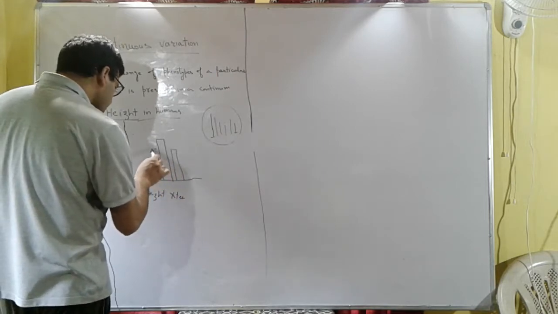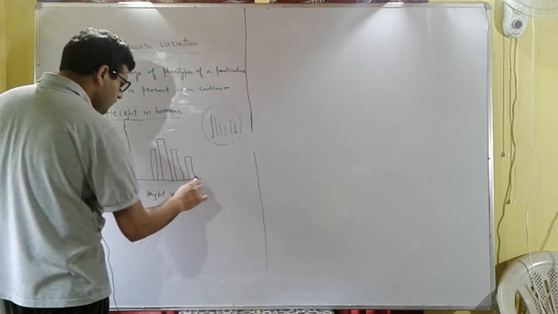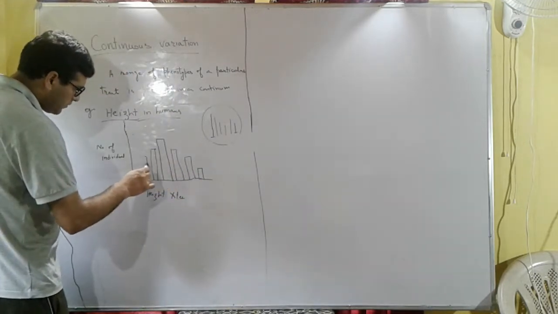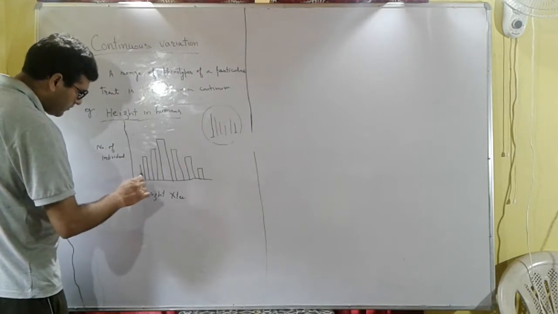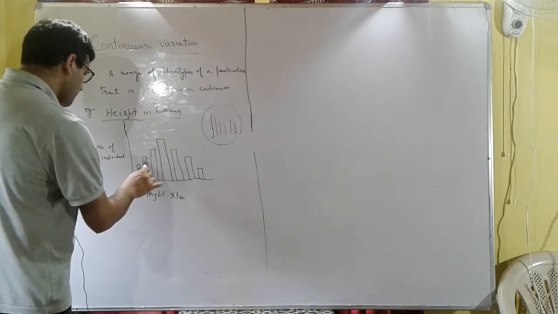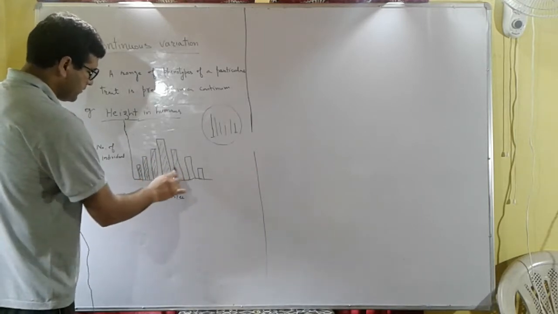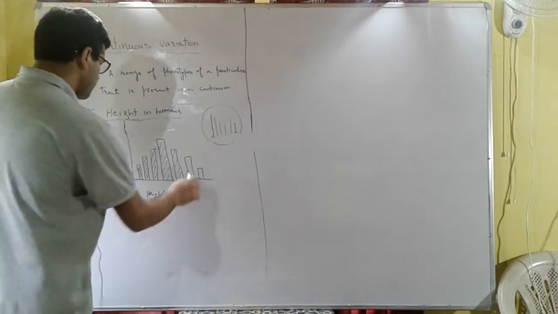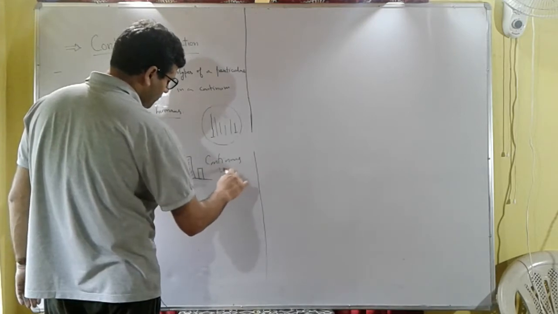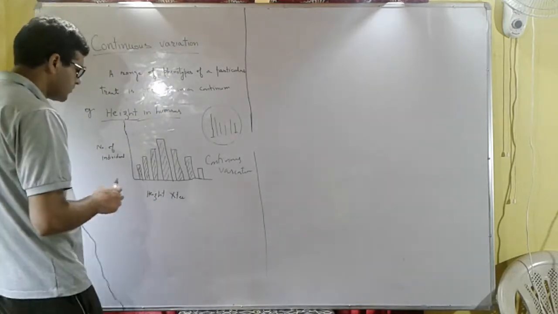This is the tallest one. This shows the bar graph for the continuous variation. This graph is typical for continuous variation. So continuous variation is that type of genetic variation where we have a range of phenotypes of a particular trait in a population.